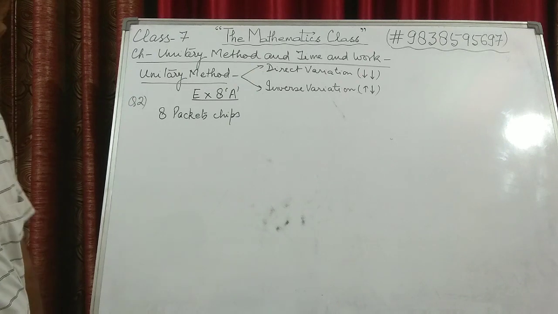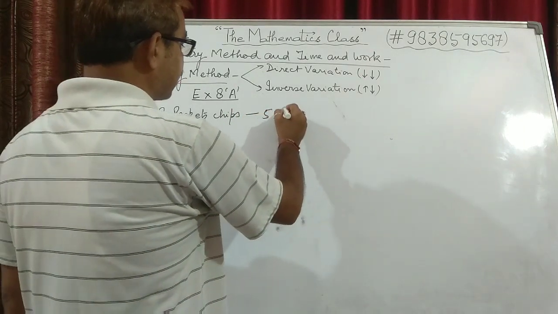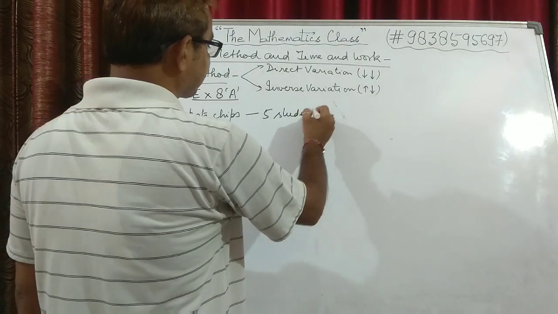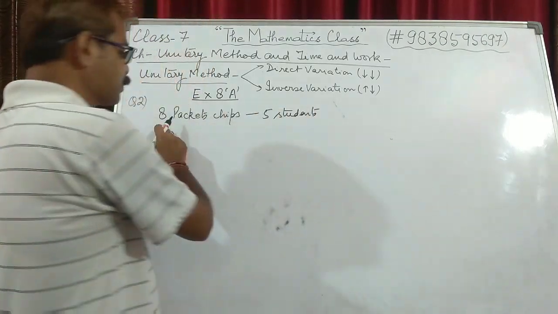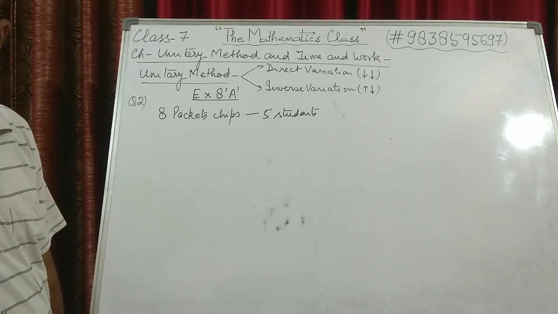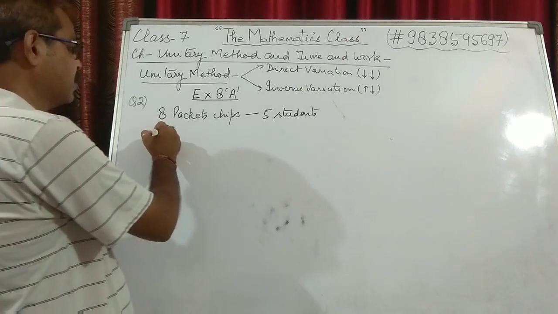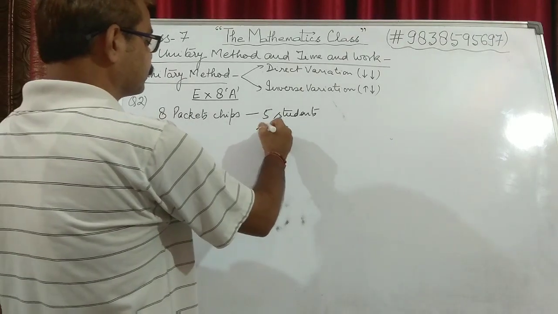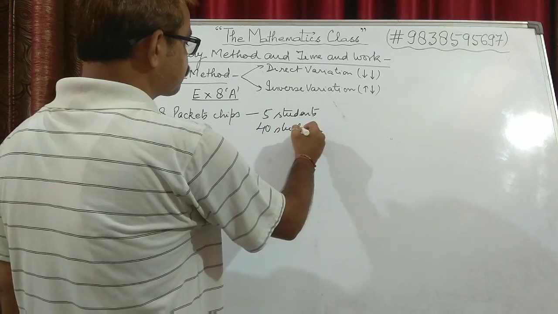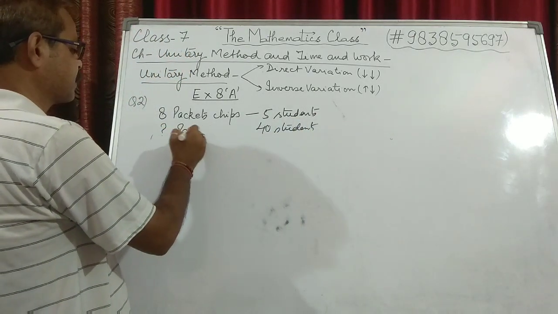8 packets of chips were served for every batch of 5 students. It means 8 packets were served for 5 students. They ask how many packets would be served if 40 students were present. Now there are 40 students, and we have to find how many packets.